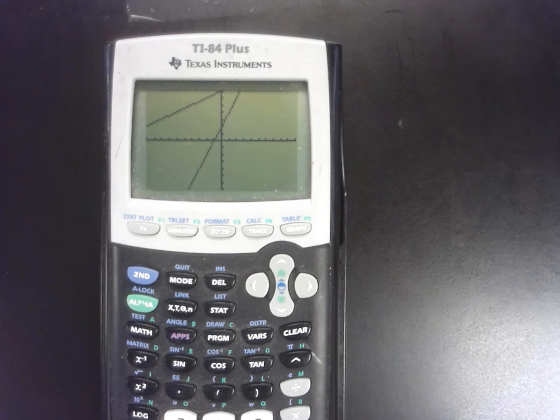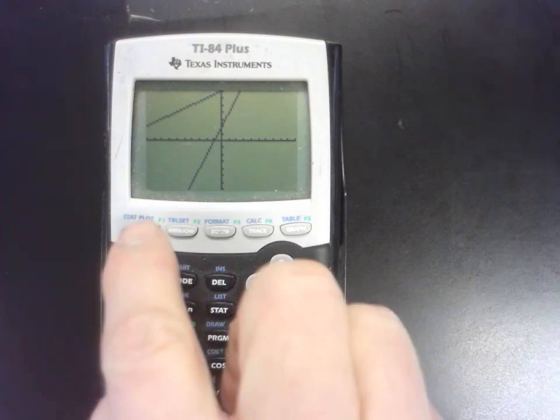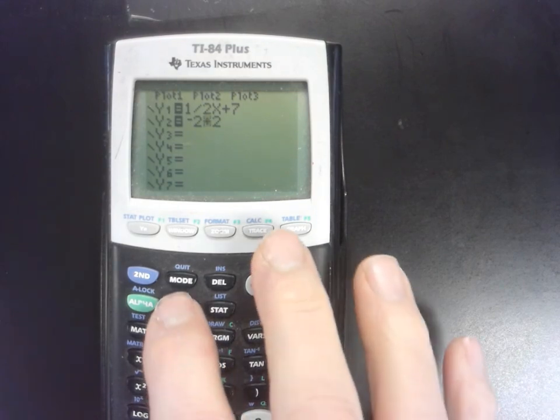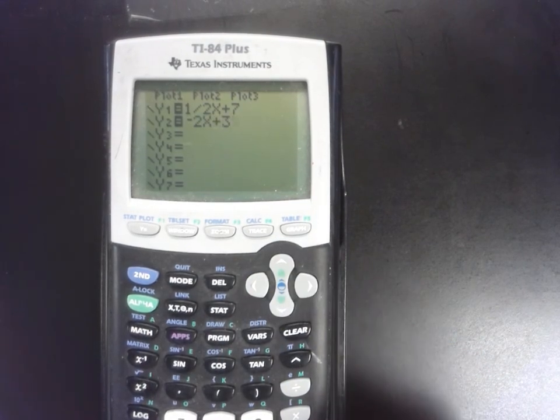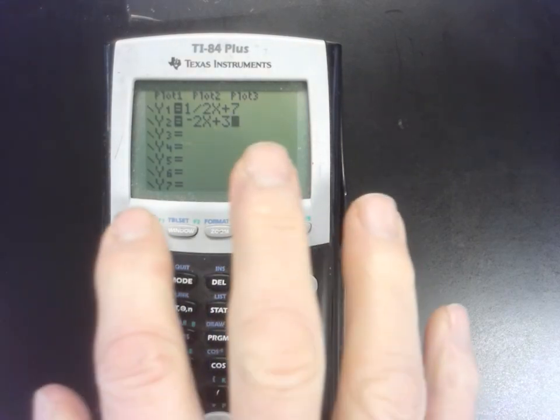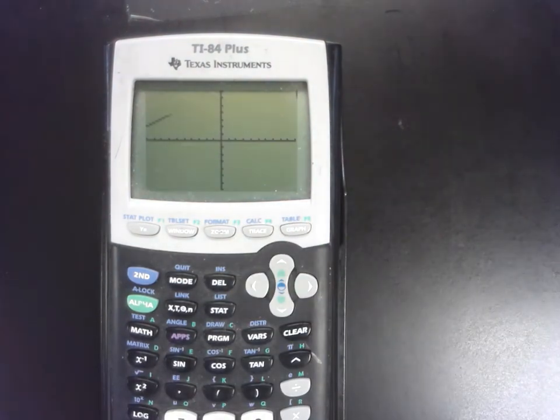Perpendicular? Okay. Now, watch this. Negative 2x plus 3. Look at the slopes of these two lines. Are they opposite signs? Mm-hmm. And are they reciprocals? Yes? Okay, so let's graph that. What do you think? Do they look perpendicular to you guys?